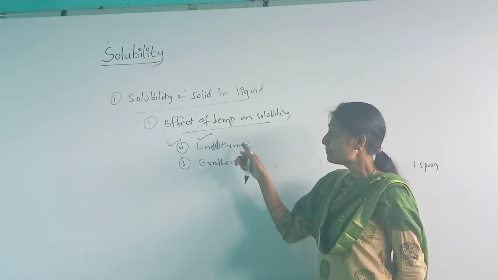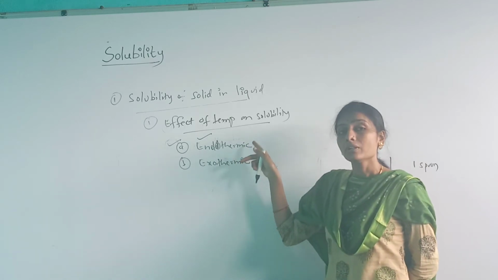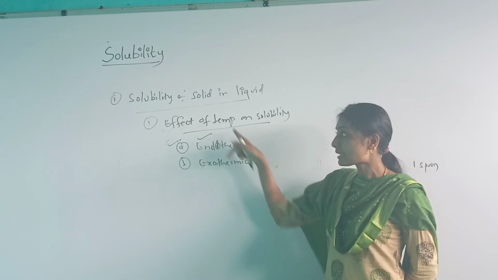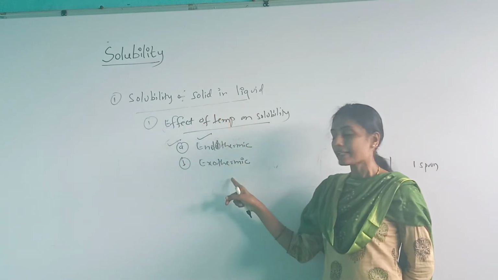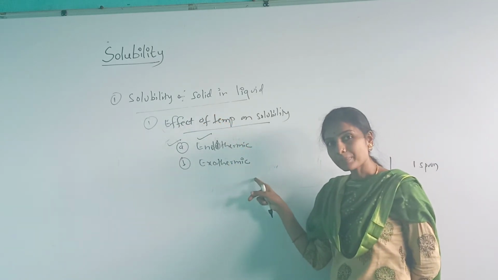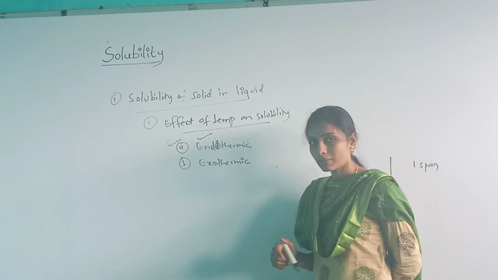In short, again I am telling. In case of endo, increase in temperature increases the solubility. In case of exo, increase in temperature decreases the solubility.